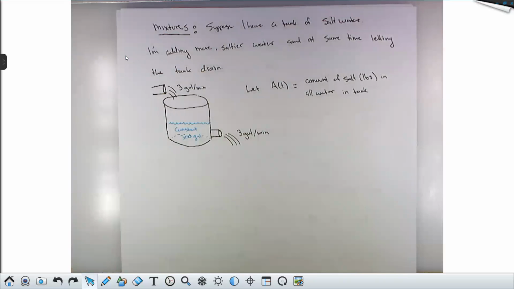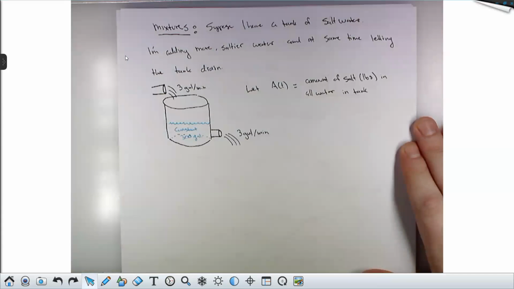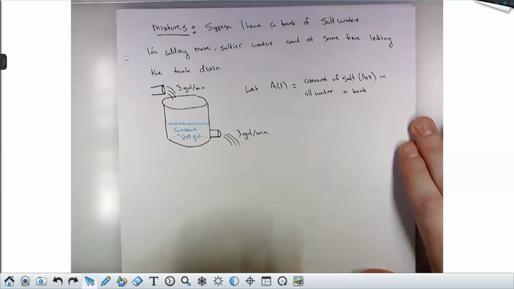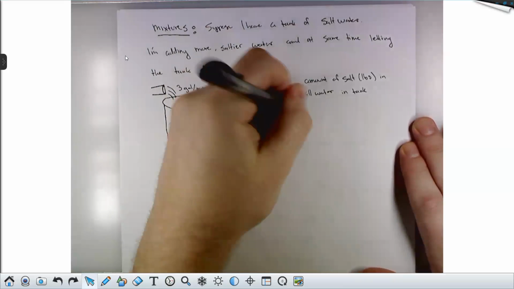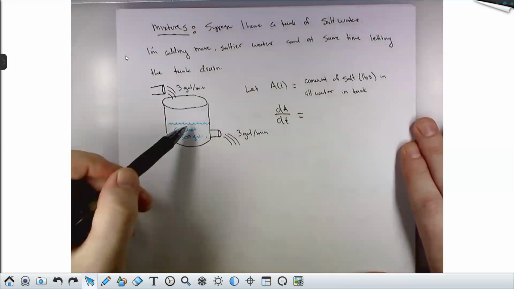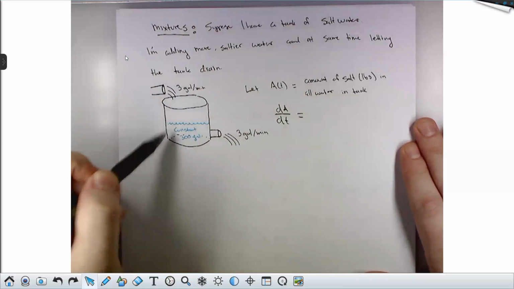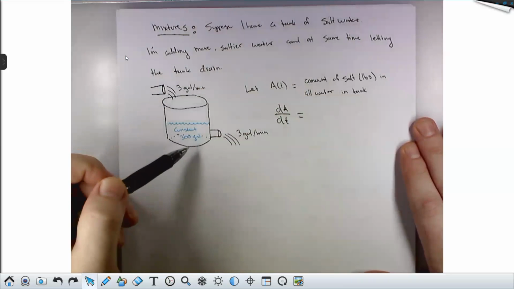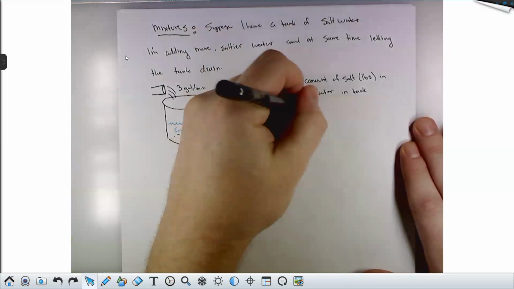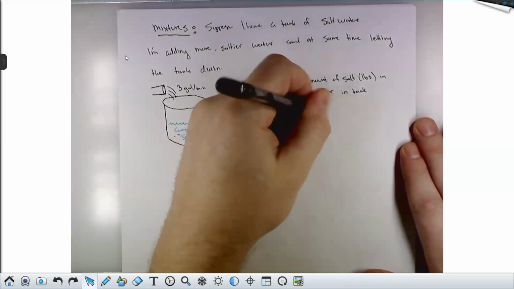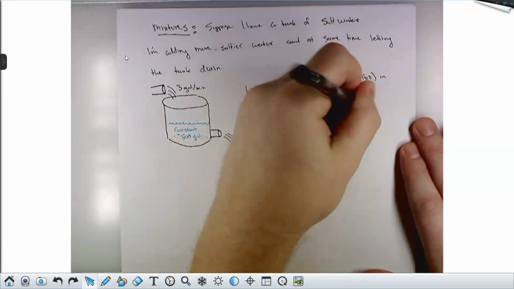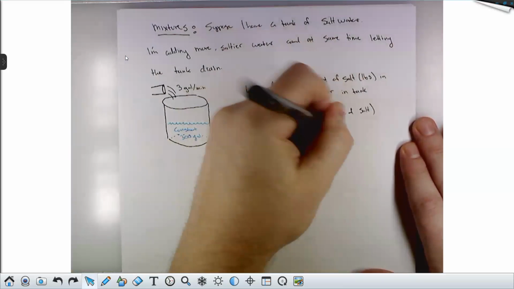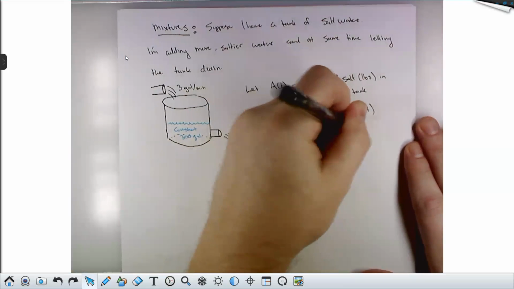If the concentration of the stuff coming in, well, let me say this. So then dA/dt, the rate of change of the amount of salt in pounds that's in the tank, is equal to the input rate of salt minus the output rate of salt.